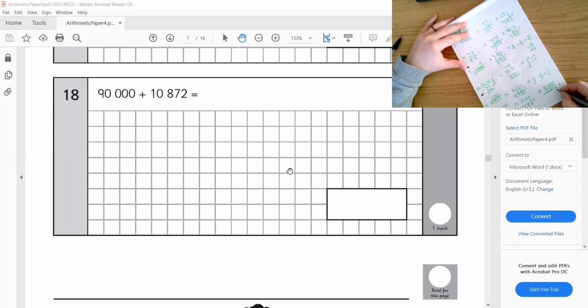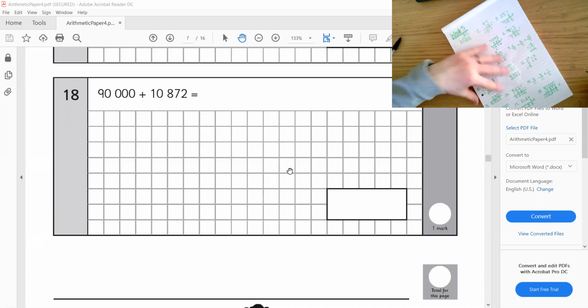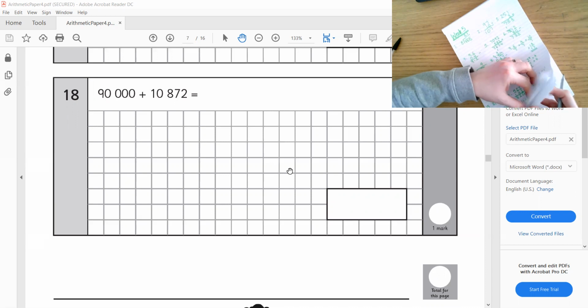So 0 add 2 is 2. 0 add 7 is 7. 0 add 8 is 8. 0 add 0 is 0. So 9 add 1 is 10. So my answer then is 100,872. Done. Okay. Right, let's flip over.